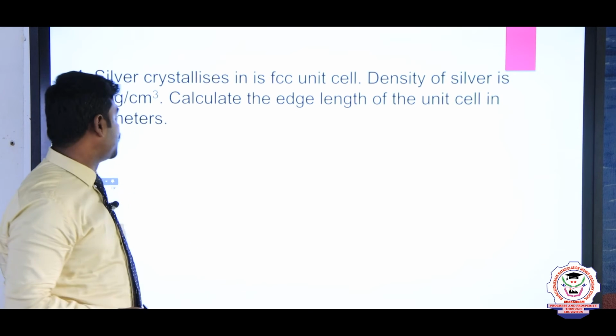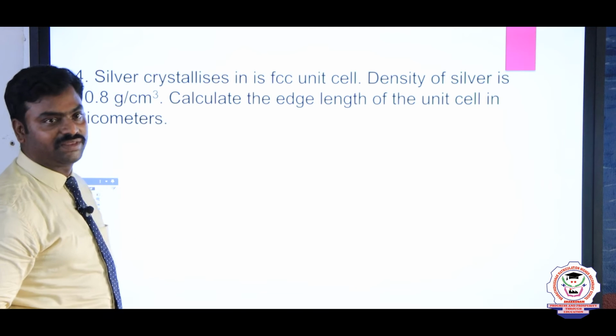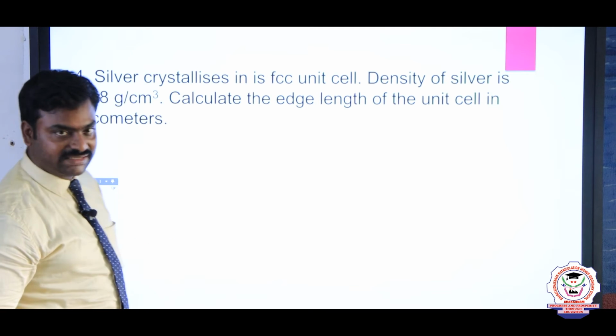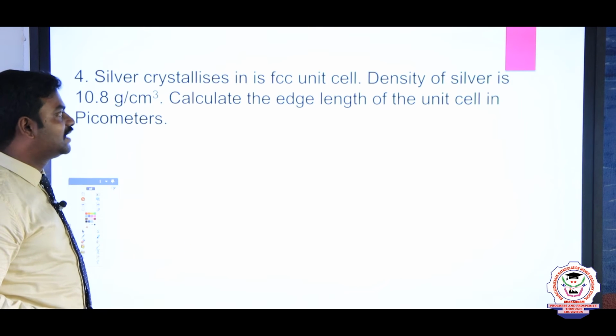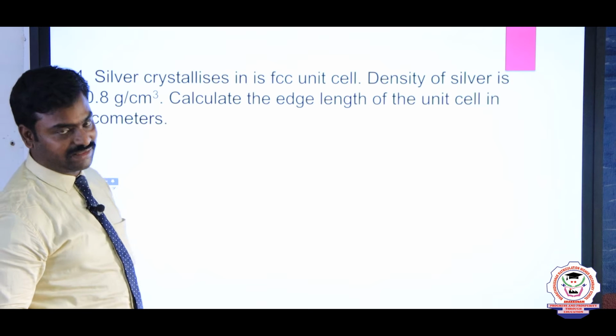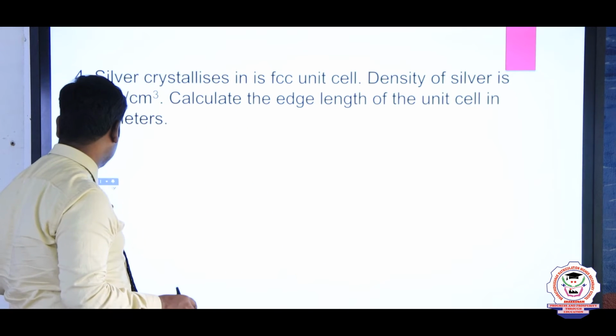See the fourth problem. Silver crystallizes in FCC unit cell and the density of silver is given as 10.8 gram per centimeter cube. Calculate the edge length of the unit cell. They are asking us to find out the A value. What is the density equation?